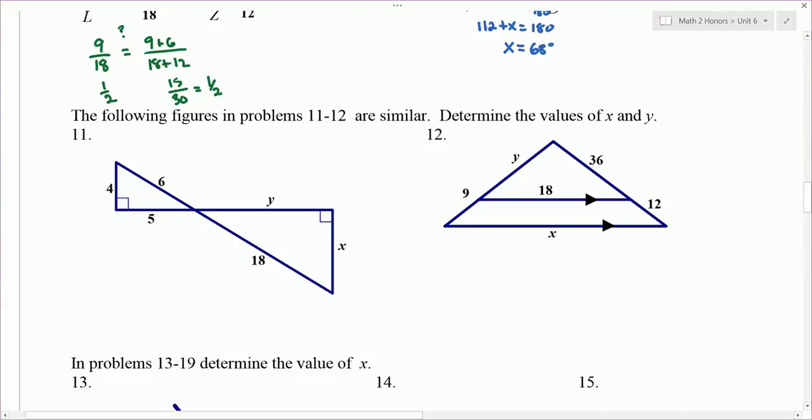Number 11 and 12 are given as similar. We need to find x and y. So on 11, 5 is going to correspond in the left triangle with y in the right triangle. And 6 on the left will correspond to 18 on the right. And we can reduce 6 over 18. So we get 5 over y is 1 over 3. And if we cross multiply, we end up with y is 15.